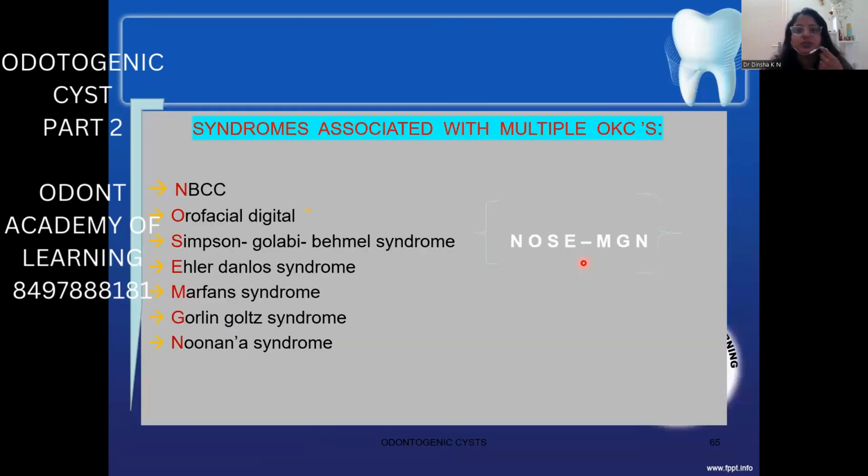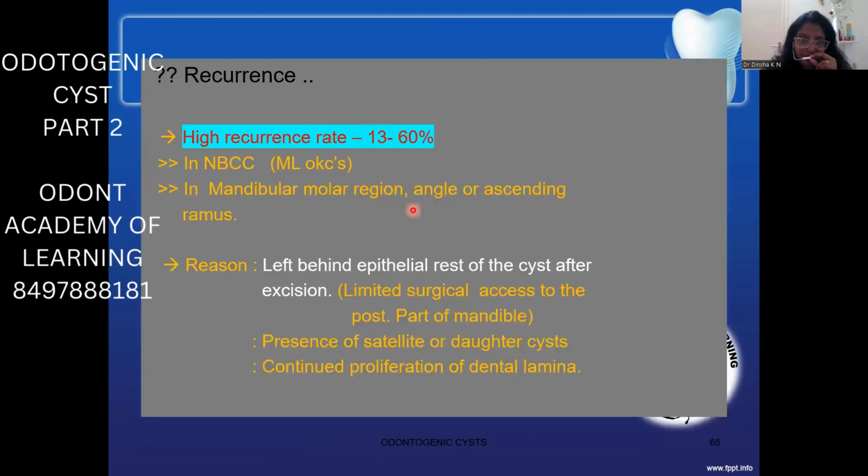So there are syndromes which are associated with multiple OKCs, which include Nevoid basal cell carcinoma syndrome, orofacial digital syndrome, Simpson-Golabi-Behmel syndrome, Ehlers-Danlos syndrome, Marfan syndrome, Gorlin syndrome, and Noonan syndrome. In all of these syndromes, multiple OKCs are seen.